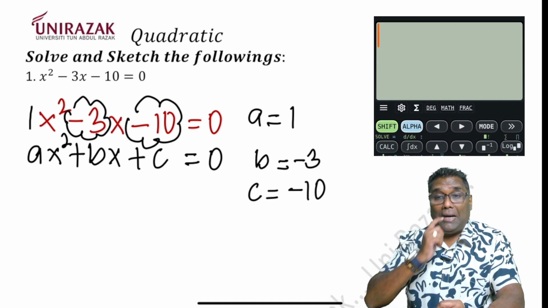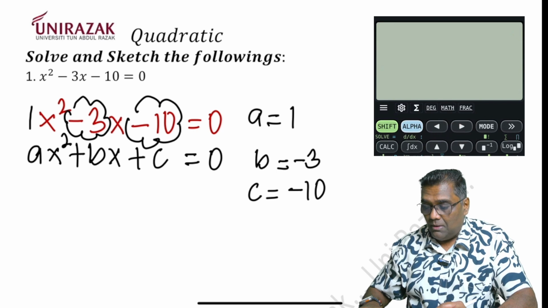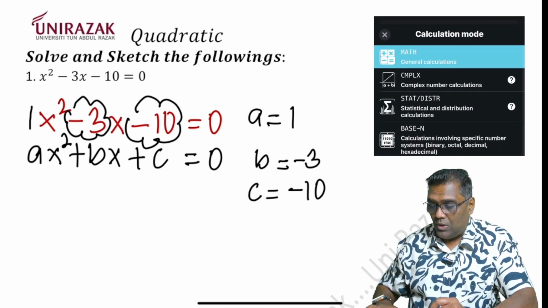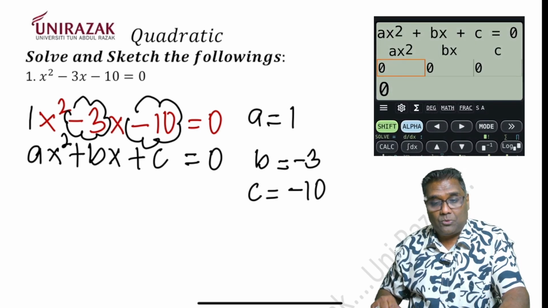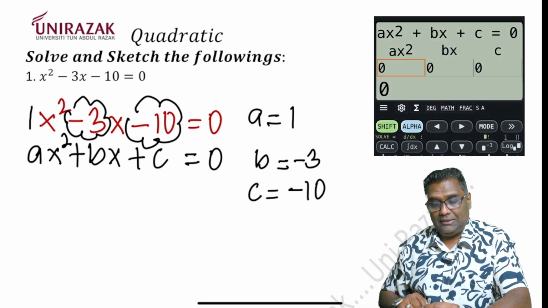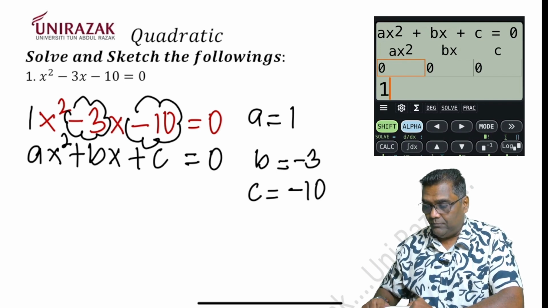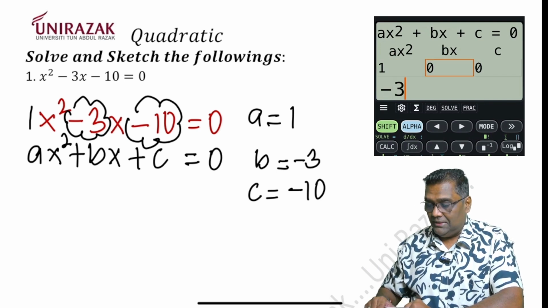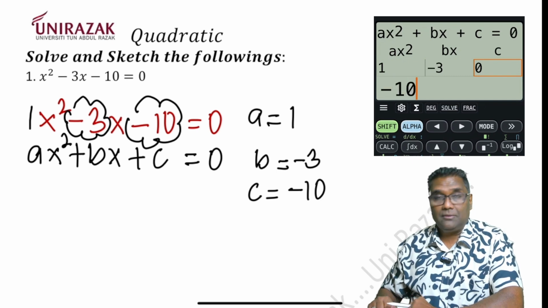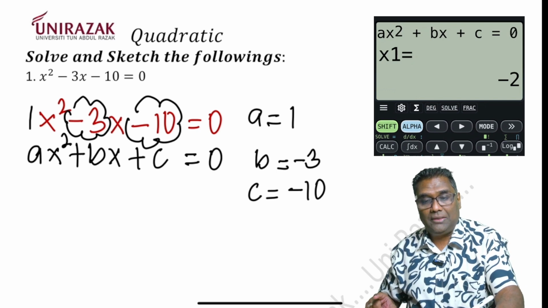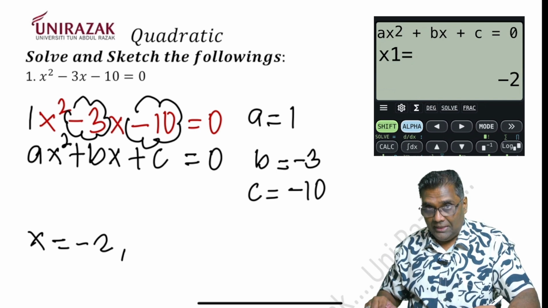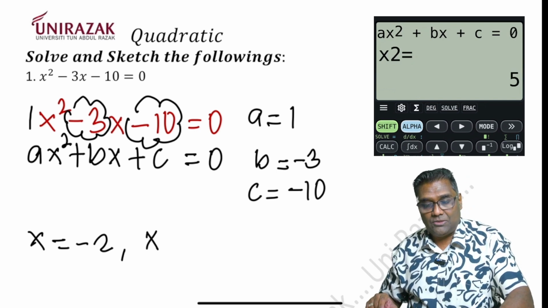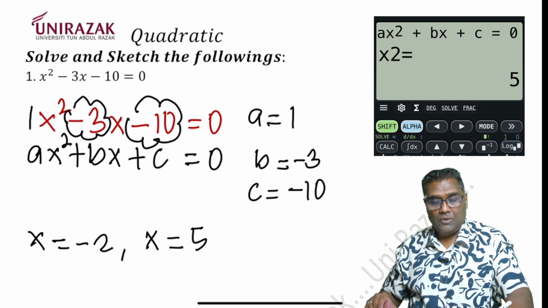So I'm going to take out my scientific calculator. I press mode and I will see a quadratic polynomial degree 2. You can see ax squared plus bx plus c in the calculator. So I just key in a 1, b negative 3, c negative 10. When I do that and press equal, it will come out with the first answer, x1 negative 2, again equal button, it comes out with x2 5. I've already got the answer.